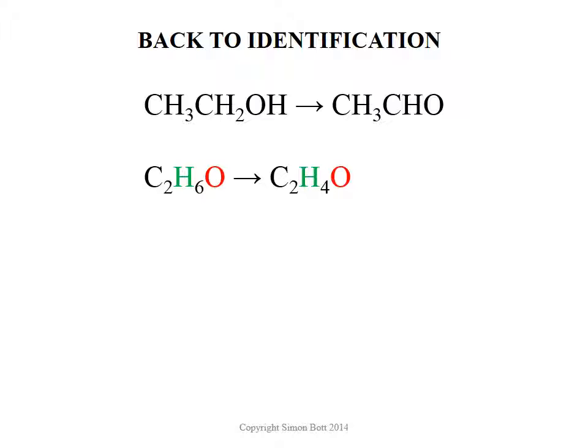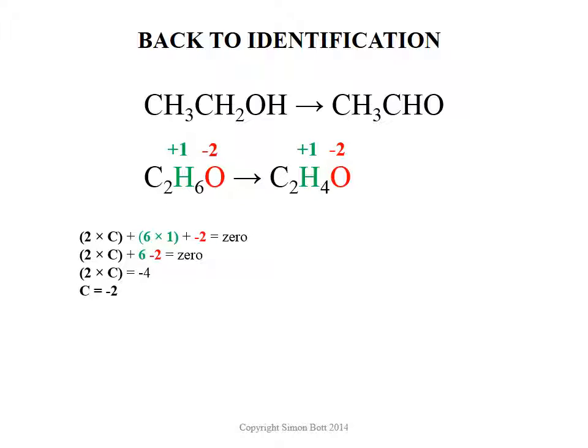Going through our various lists, hydrogen's going to be +1 in both of these species. Oxygen's going to be -2 in both of these species. We of course did ethanol earlier in terms of assigning the oxidation number of the carbon, right? 2 carbons plus 6 hydrogens plus the oxygen is going to be 0. Throw in the +1 and the -2 for the hydrogen and the oxygen respectively. Carbon is -2.